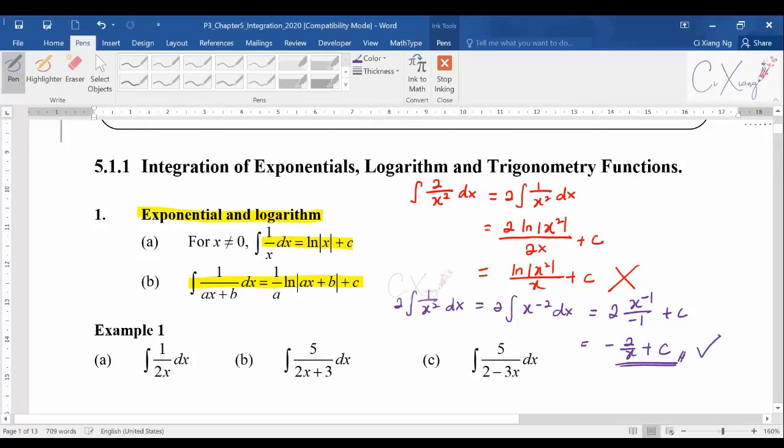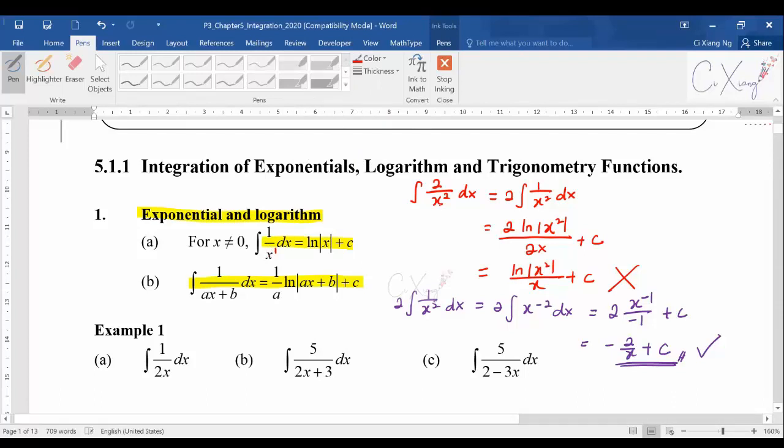This is the correct method and this is the wrong method. So what I want to tell you here is actually when we start to learn all these basic or extra patterns of the integration, a lot of students, they will apply the wrong method. Okay, so for this method, when you want to change it to become ln, there's one rule here that you need to know. It must be only applicable for x power 1. Cannot be any other power.